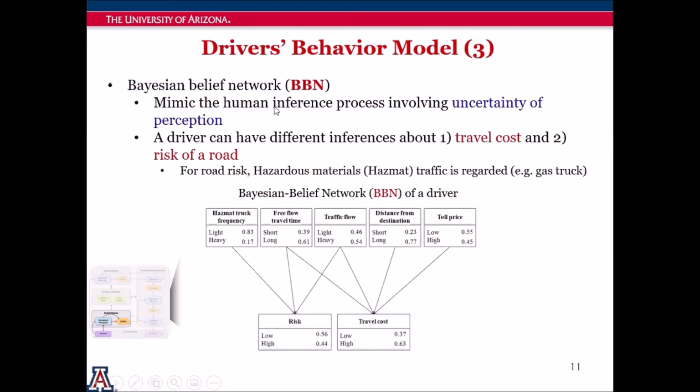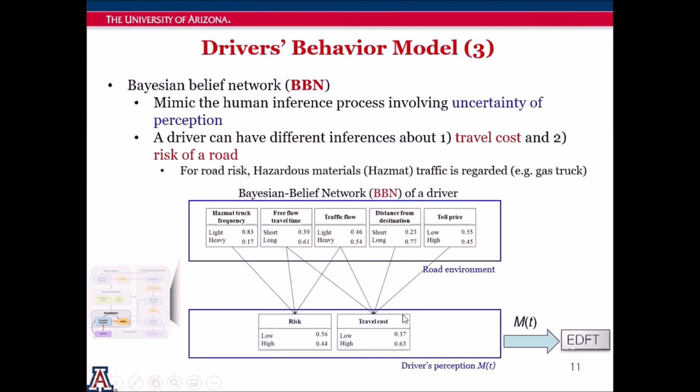So here, let's look at this Bayesian belief network. It includes these 1, 2, 3, 4, 5, 6, 7 variables, and we have 5 environmental variables such as hazmat traffic frequency, free flow traffic flow, distance from the destination, and toll price. Considering these 5, at each link the driver can feel the risk and the travel cost. It can be low or high risk, low or high travel cost. Based on that, you can generate the route plan.